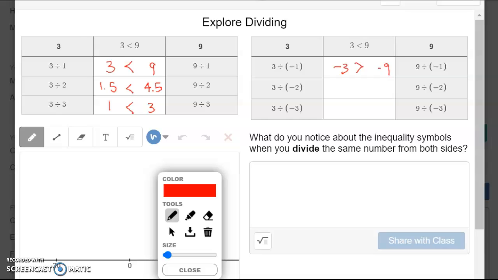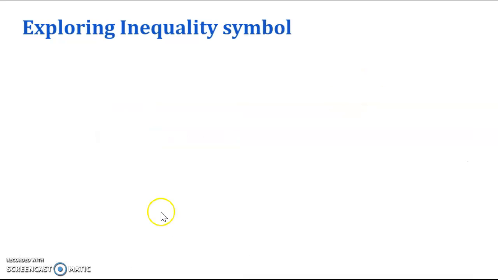What if we divided the original inequality by negative 2? 3 divided by negative 2 is negative 1.5, and 9 divided by negative 2 is negative 4.5. Which is the bigger number? It's negative 1.5, right? So again, the inequality symbol flipped. And likewise, when I divide by negative 3, the inequality sign will be flipped. So what you should have noticed is that when we multiply or divide by a negative number, the inequality sign flipped. So let's summarize what we discovered from Desmos.